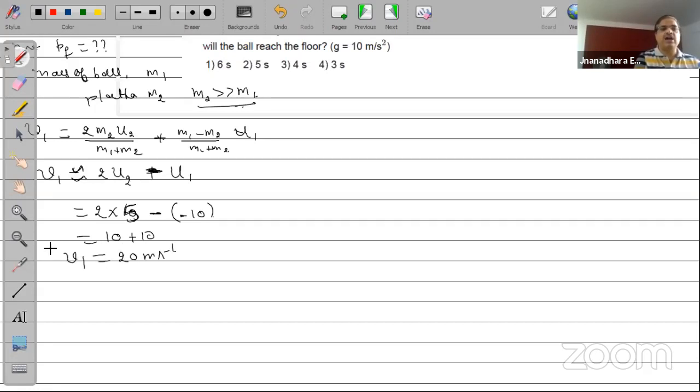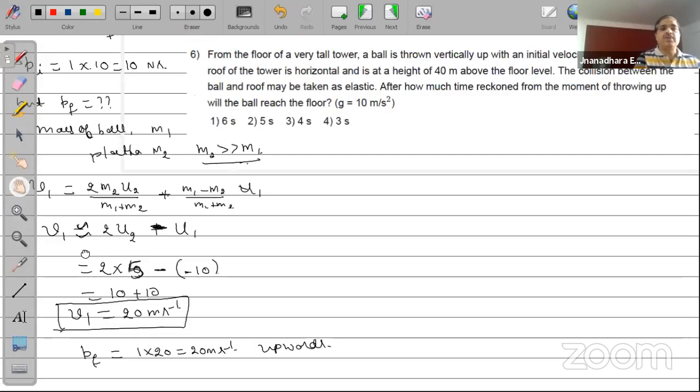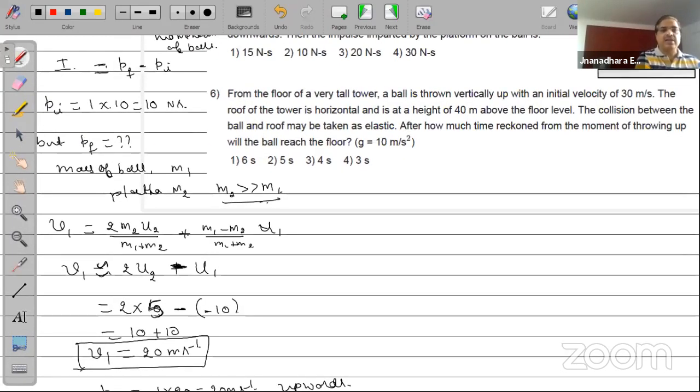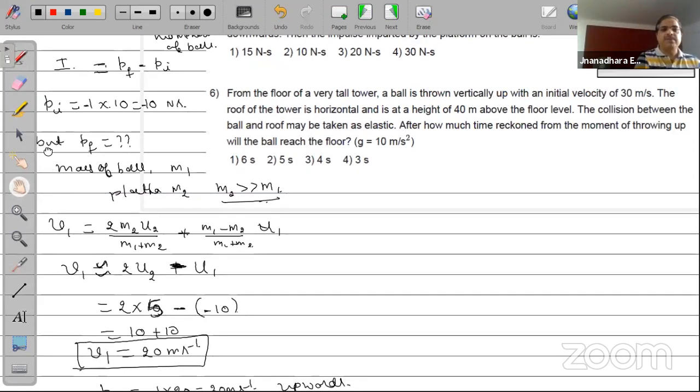So the velocity after collision is 20 meters per second. Now I can find out what PF is. PF will be simply the mass of the ball, which is 1 kg, into 20, that is 20 Newton second. And what is the direction? Direction is upwards. Initial momentum, by the way, I was a little careless. It should be minus 10 Newton second. Now I have to find out what the impulse is.